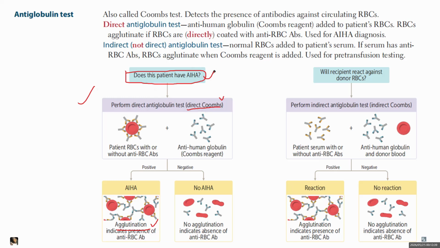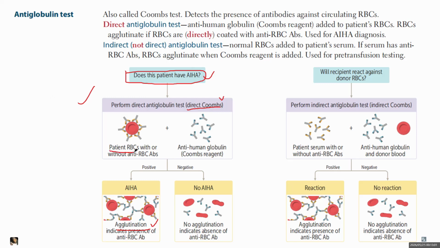Then the immune system recognizes those coated red blood cells and destroys them, often in the spleen. Okay. So clinically, this patient may have fatigue, pallor, jaundice, dark urine, and increased reticulocytes, and some of the signs of hemolysis too.